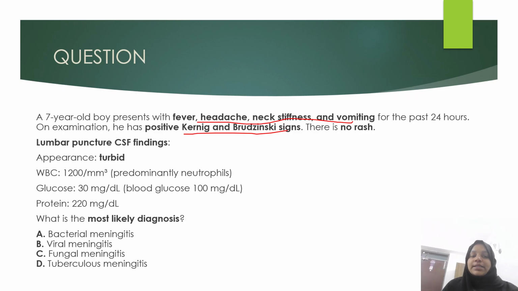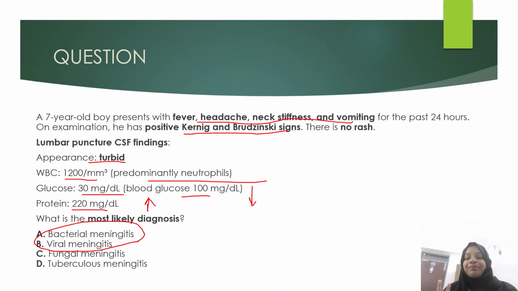Lumbar puncture CSF findings: appearance is turbid. WBC is 1200, predominantly neutrophils. Neutrophils are mainly in bacterial meningitis, right? Glucose is 30, blood glucose is 100. That means glucose is low, less than 2/3 of the serum glucose, and protein is 220. That means it is elevated. So what is the most likely diagnosis? Predominantly neutrophils with low glucose, high protein. That is bacterial meningitis. Viral meningitis usually lymphocytes, fungal lymphocytes, tubercular lymphocytes mainly, right? We'll see the difference.